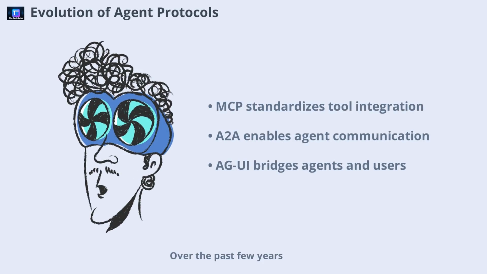Over the past few years, we've seen major strides in standardizing how agents operate. First, the Model Context Protocol, or MCP, gave agents a common way to integrate tools. Then, the Agent-to-Agent Protocol, or A2A, enabled smooth communication between agents themselves. However, one critical piece was still missing: a standardized way for agents to interact directly with users through the user interface. This is where AGUI steps in, bridging the gap and enabling a new level of interaction. In the next scene, we'll introduce AGUI and explain why it's a breakthrough for developers and users alike.